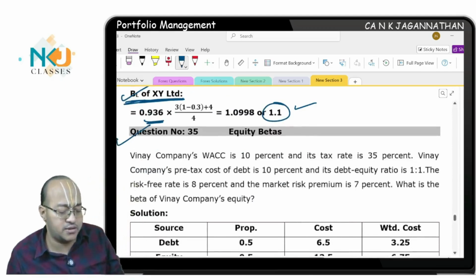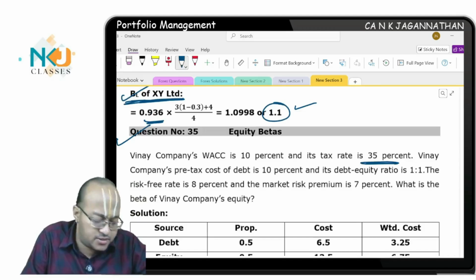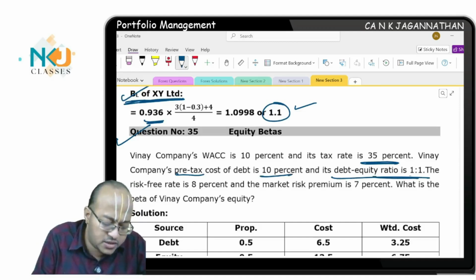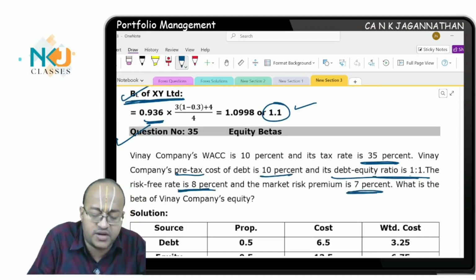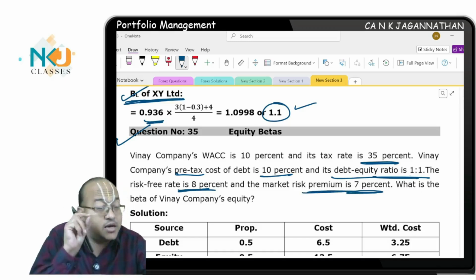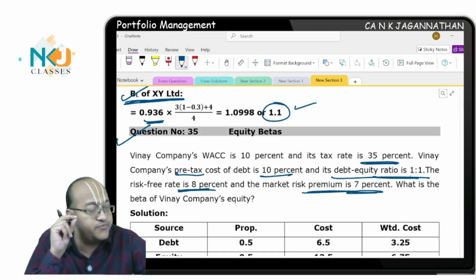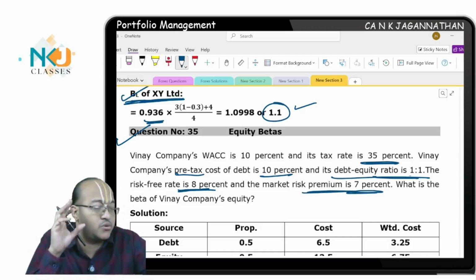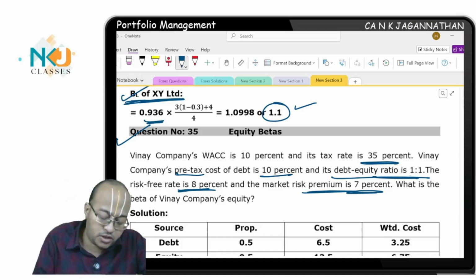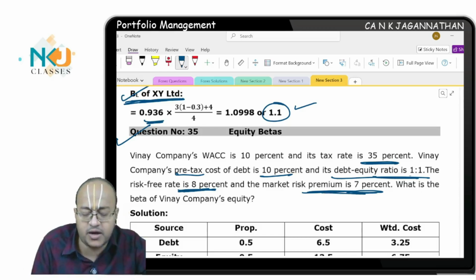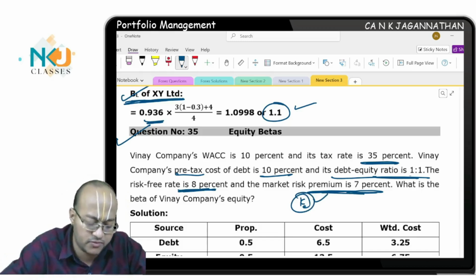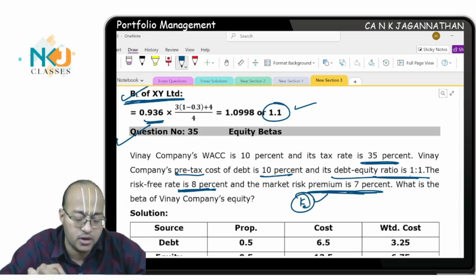Vinay company's WACC is 10% and its tax rate is 35%. Its pre-tax cost of debt is 10% and its debt equity ratio is 1:1. The risk-free rate is 8% and the market risk premium is 7%. Why is this given? Always remember, sometimes they may ask for market risk premium, which means RM minus RF. That is not RM. If they directly give market return, then you will understand it as RM. And wherever they give RF, RM, you should understand that the required rate of return is implied. KE they will either ask you to find out, or you use KE for finding out something else.